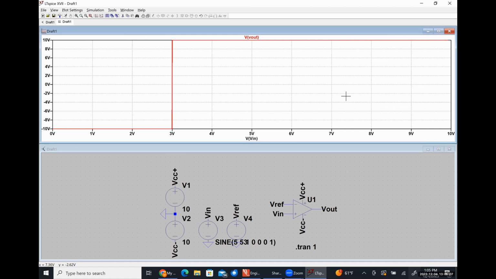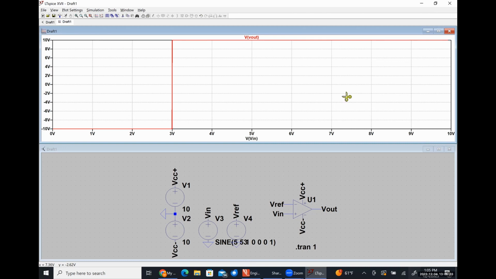So now I can see very explicitly my output is low until my input voltage hits 3 volts, at which point the output changes states and stays at VCC plus. Right? So this is how we get the exact graph that we plotted. Just as a heads up, I'm expecting graphs like this on your homework. Okay.